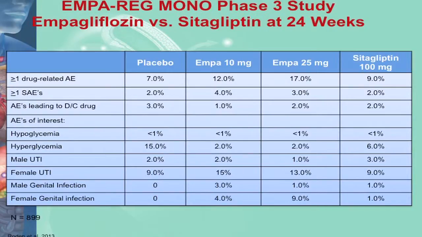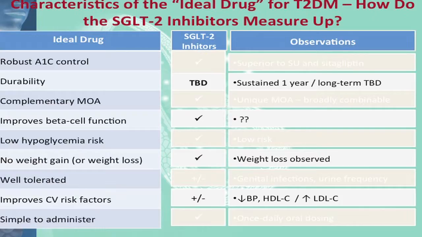And when you compare IMPA with sitagliptin, quite frankly, what you see here is that there is a comparable safety profile that actually looks pretty robust. So the emergence of these novel therapies are really beginning to show the following, that when you think about ideal drugs for type 2 diabetes, how do these new agents measure up? Is the A1C reduction robust? Well, yes. It's superior to sitagliptin and to some of the sulfonylureas.